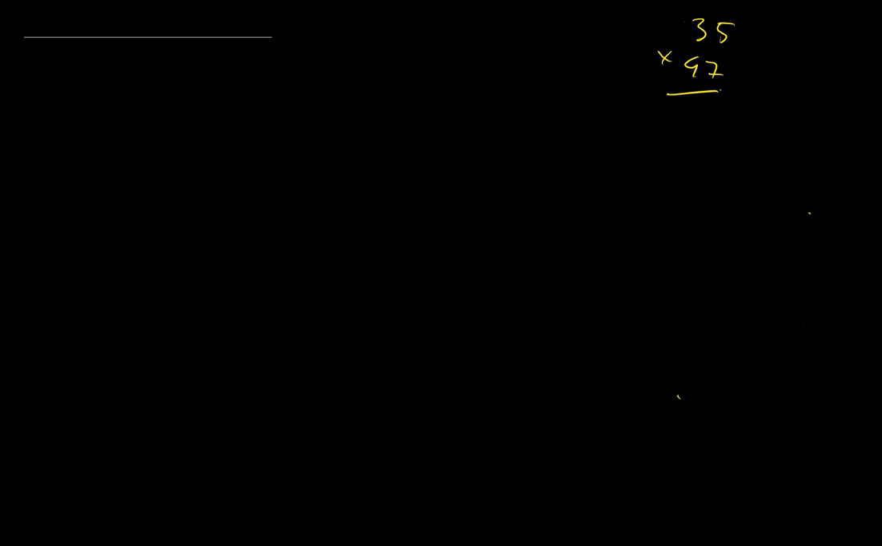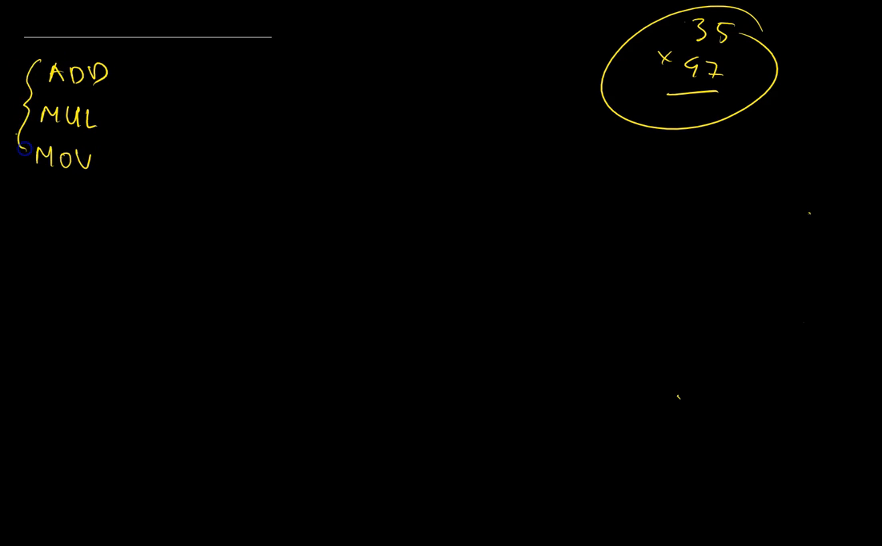So let's go back to the basic operations that we needed to do in order to evaluate this. We needed addition, we needed multiplication, which I'll represent as mul, and we needed a way to store numbers somewhere in the memory, and I'm going to call that instruction move. So our computer here is going to have 3 instructions: add, multiply, and move.